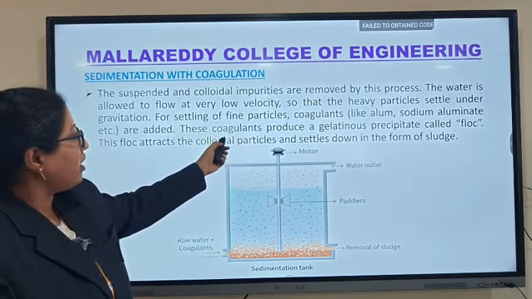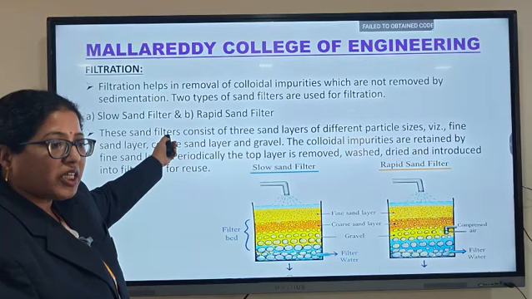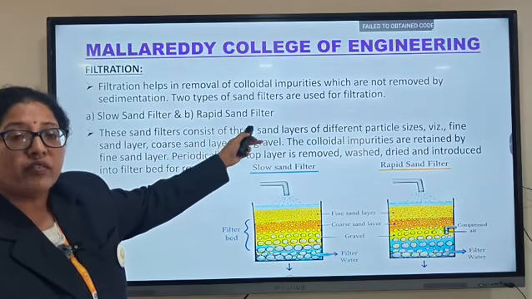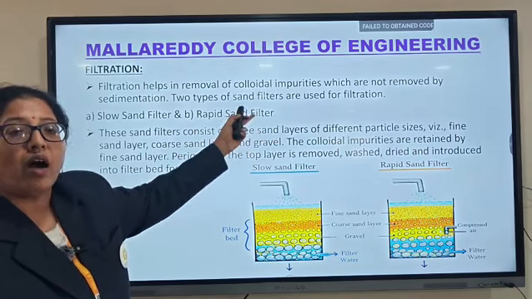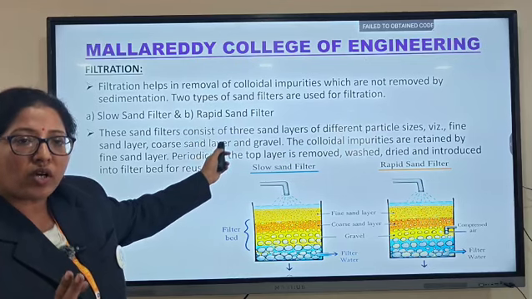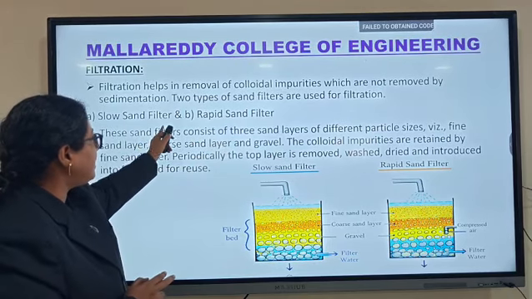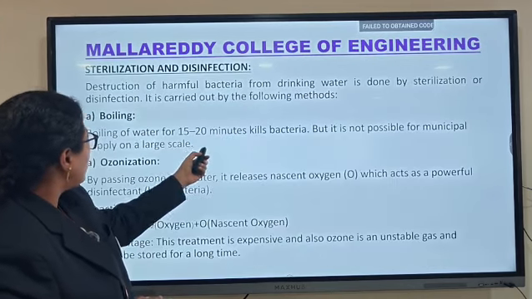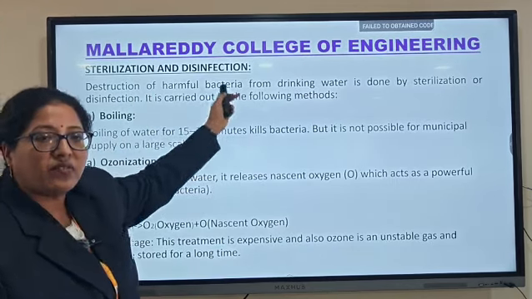After sedimentation, the water enters into the filtration. Here, suspended and colloidal impurities which are not removed in the sedimentation process are removed. In the filtration process, we are using two types of filters. One is the slow sand filter, the second one is the rapid sand filter. And the next one is the sterilization and disinfection.